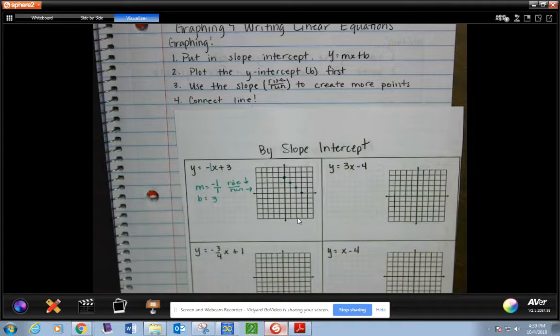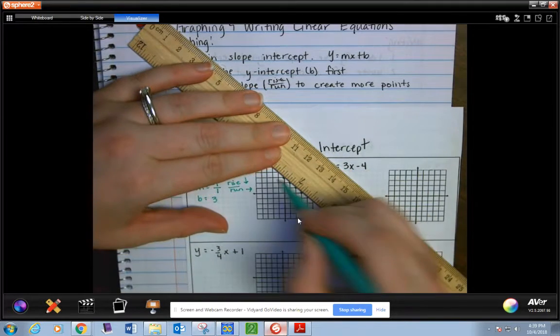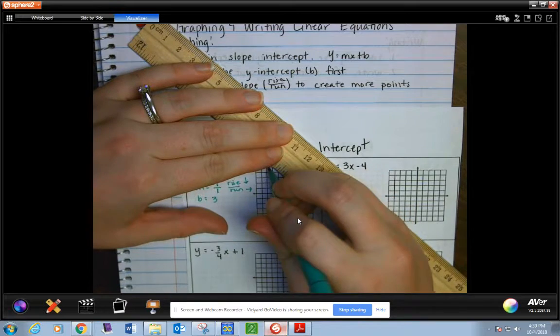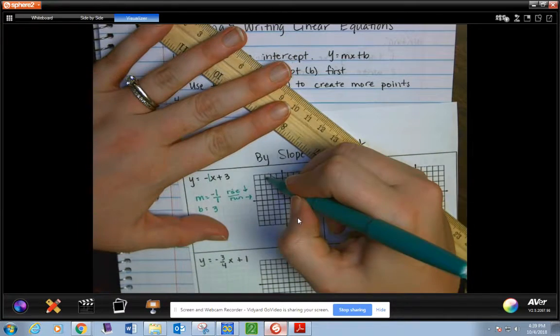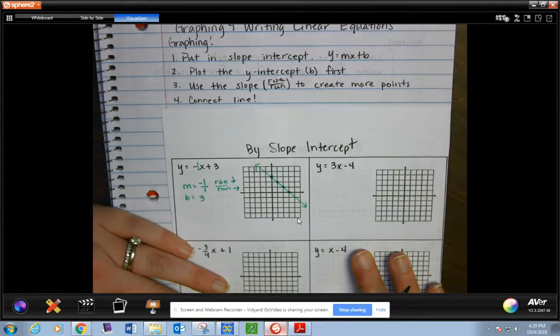You're going to get a few points in there, and then once you have about 3 to 4 points, you're going to need your ruler today. So go ahead and take your ruler, which they're in the calculator caddies, by the way, and connect your line, put arrows on both ends, and you now have your line according to this y equals negative x plus 3.